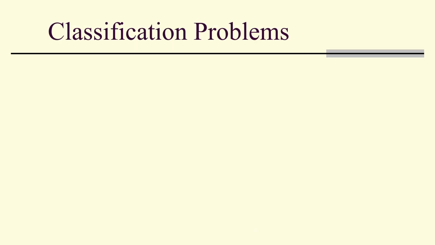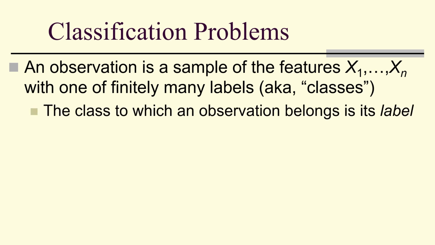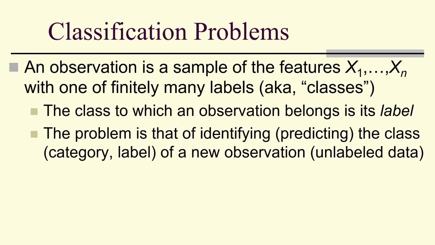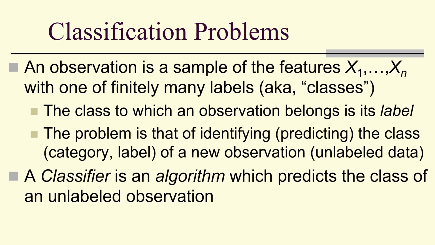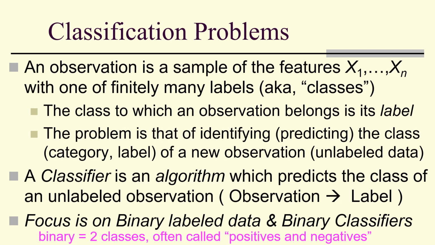So classification problems. We have an observation or a sample of the features. That's one of finitely many labels or classes. In other words, class is another name for label and vice versa. We want to identify or predict the class, category, or label of a new observation. A classifier is an algorithm which does this. So given an observation, you get a label. Our focus is going to be on binary labeled data and binary classifiers, where binary means 2 classes, often called positives and negatives.